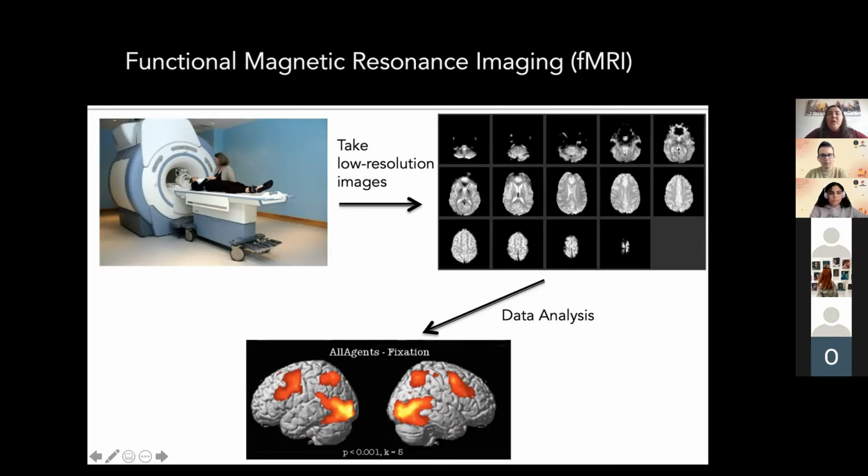Okay, and then while subjects are doing this cognitive task, we take low resolution images, and after some, let me say, complicated data analysis techniques, we get these pretty brain pictures that basically show us which parts of the brain are active, are involved when you are actually performing a cognitive task.